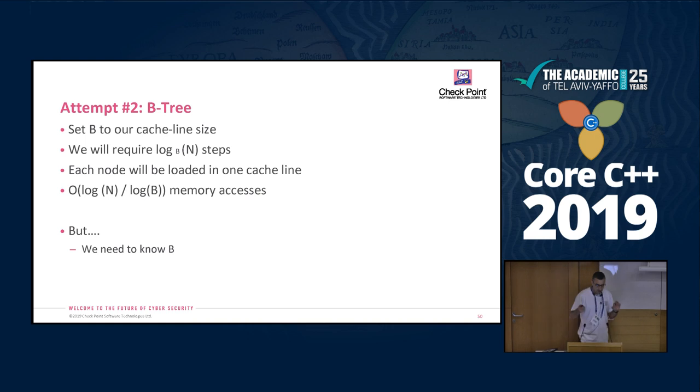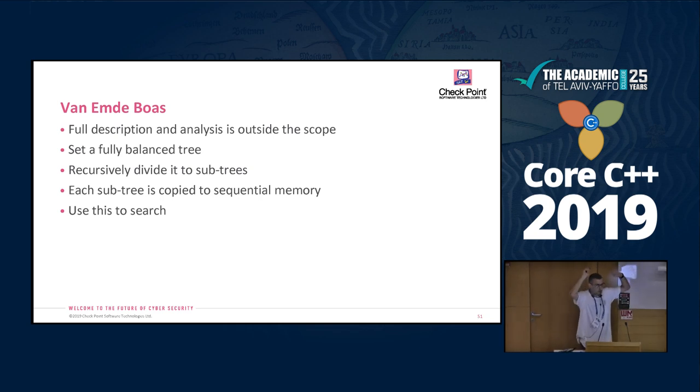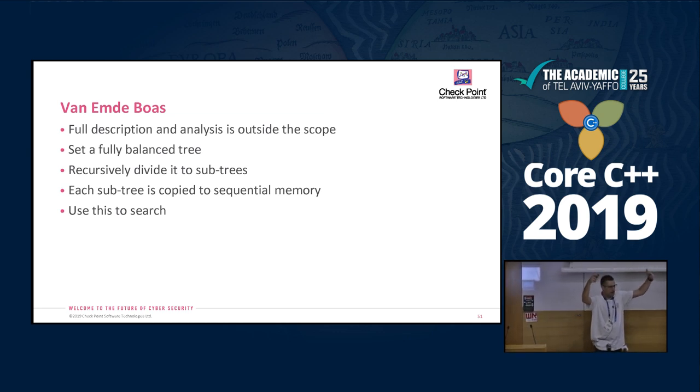So what we'll do instead is we'll use the Van Emde Boas algorithm. I hope I didn't mispronounce his name too badly. A full description and full analysis of this is beyond the scope of this talk, so we'll intuitively describe and analyze it. What we want to do is to set up a fully balanced tree with our numbers, then recursively divide it into two, cut it in the middle, and then store each subtree continuously in the memory and use this in order to search.